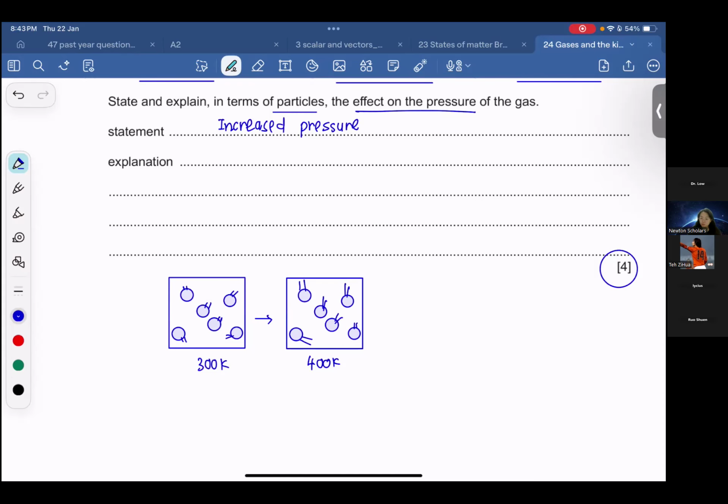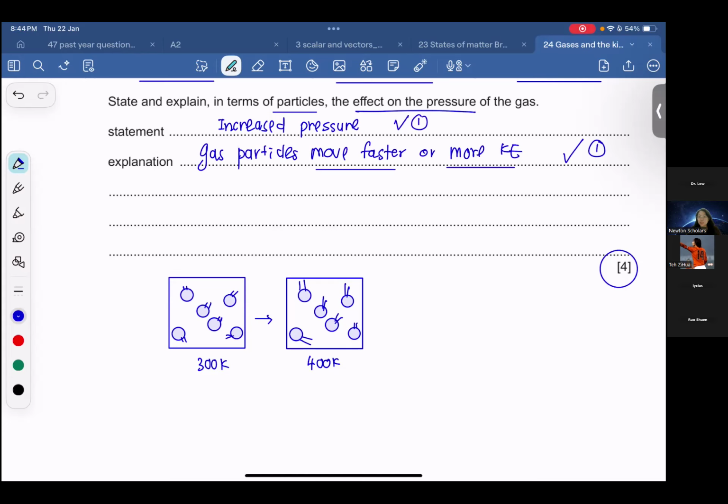So here we mention gas particles move faster, or you say more kinetic energy. This one must have 1 mark. They want you to mention this in terms of particles. The particles move faster, the particles have more kinetic energy. These two belong to 1 point, because more kinetic energy means it will move faster. So this one is 1 mark, 2 marks.